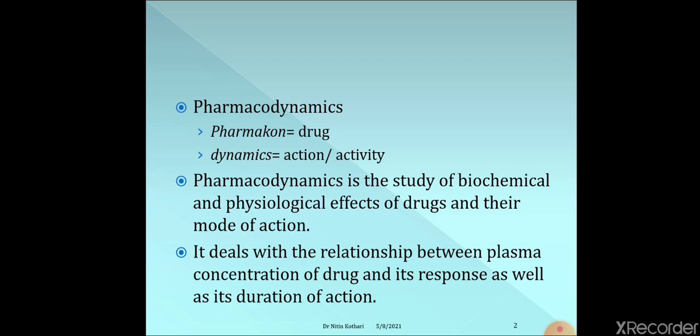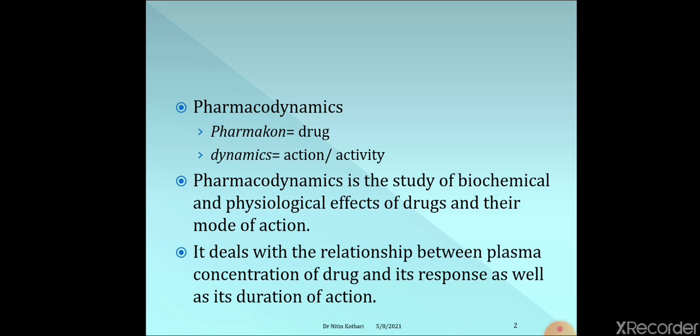Pharmacodynamics is a word from the Greek language, in which pharmakon means drug and dynamics means action. So the literal meaning of pharmacodynamics is action of drug. Pharmacodynamics is the study of biochemical and physiological effects of drugs and their mode of action. So it is the study of effect and action of drug. How the effect is shown and how this action is shown is studied in detail in pharmacodynamics.